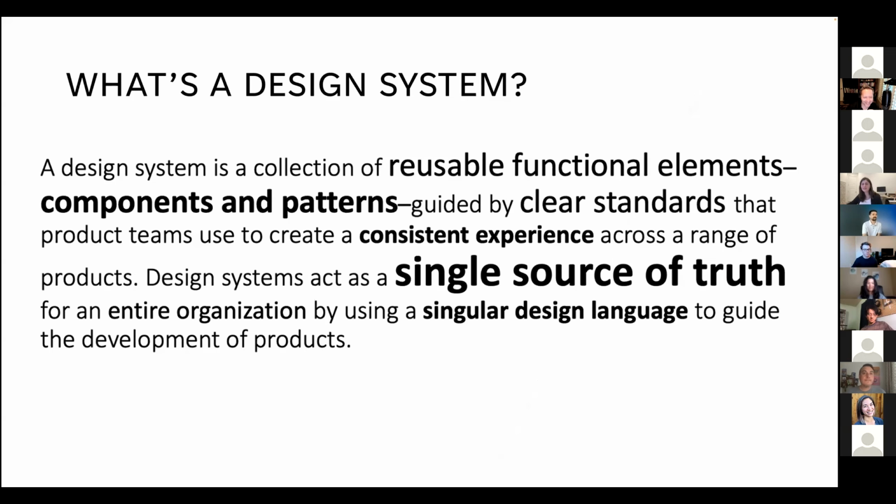Okay. On to the actual topic here. Everyone can see my screen, right? I did share again. Okay. So first of all, just to get our definitions in order. A design system is a collection of reusable functional elements, which consist of components and patterns, which are all guided by clear standards that product teams use to create consistent experiences across a range of products. A design system acts as a single source of truth for an entire organization by using a singular design language to guide the development of products.